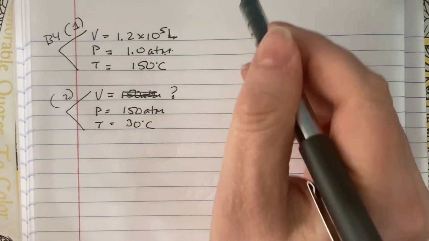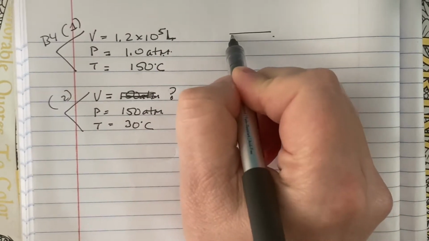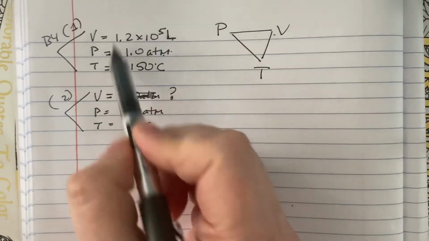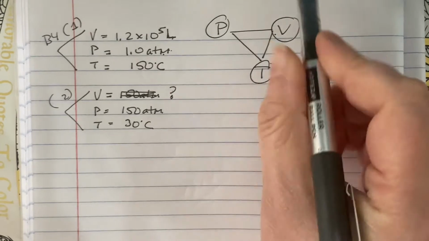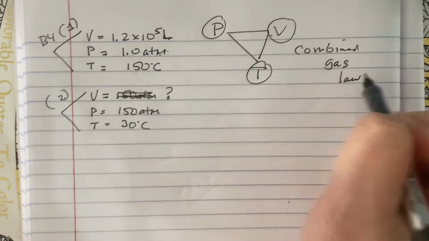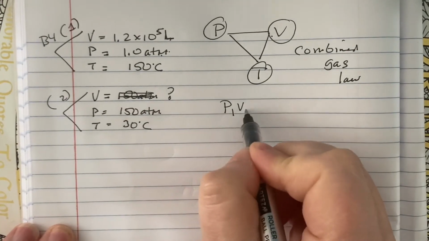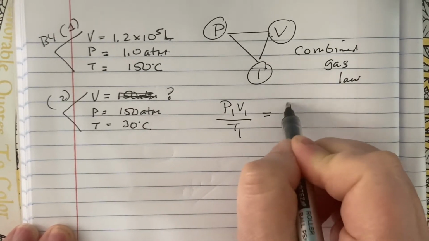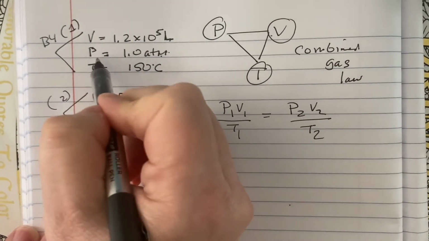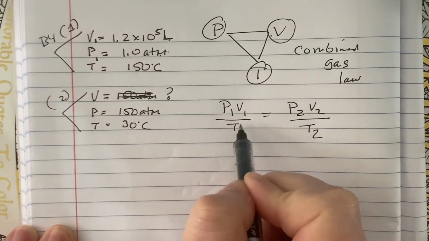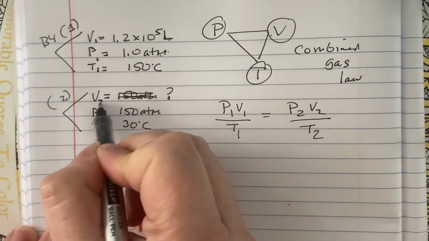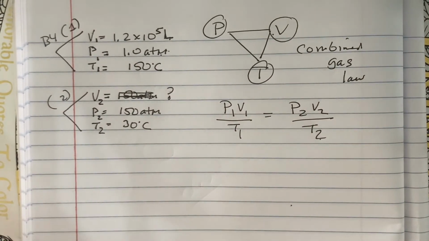If you have two sets of numbers, that's an indication that you can use your gas law triangle. Okay? And I have two sets of P, V, and T, which means I'm going to do the combined gas law. And what is the combined gas law? P1 V1 over T1 equals P2 V2 over T2. Pressure 1 times volume 1 divided by temperature 1 equals pressure at 2 times volume at 2 divided by temperature at 2.